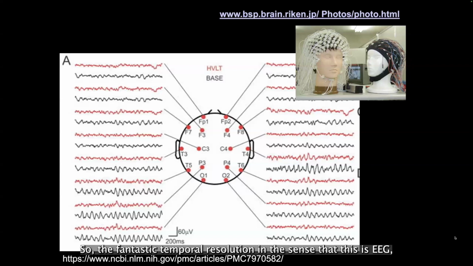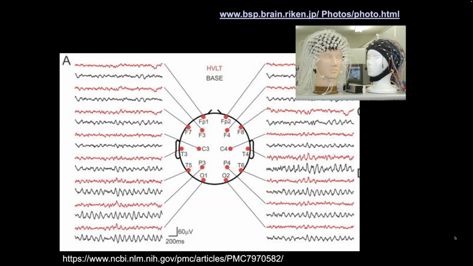But they have fantastic temporal resolution, in the sense that this is EEG. These are electroencephalogram, or electroencephalography, caps. Each of these electrodes gives us a direct measurement of neural firing over time, which is really fantastic in the sense that the temporal resolution is on the order of milliseconds. The spatial resolution is not as good as MRI, which we'll get to in a moment. But when you wear a cap like this, we can have signals from each of these electrodes, and we can begin creating a map of electrical activity in the brain.